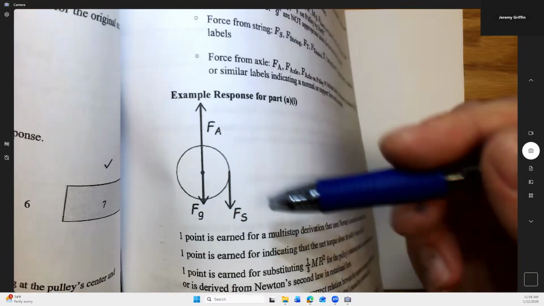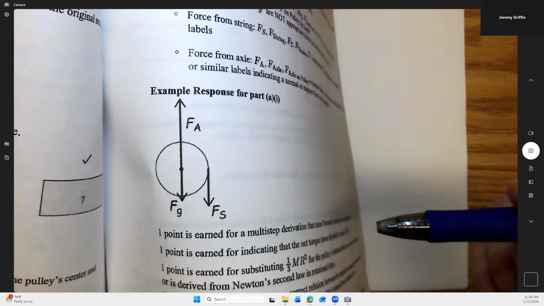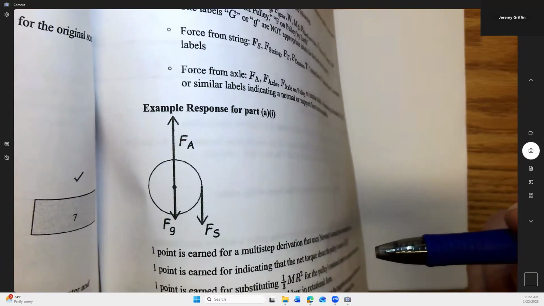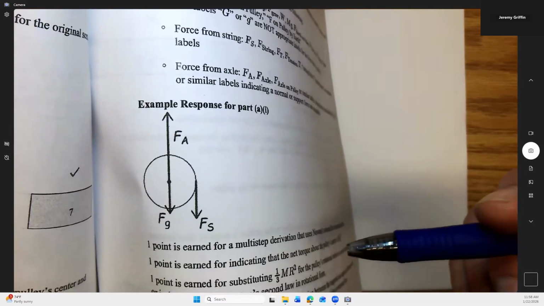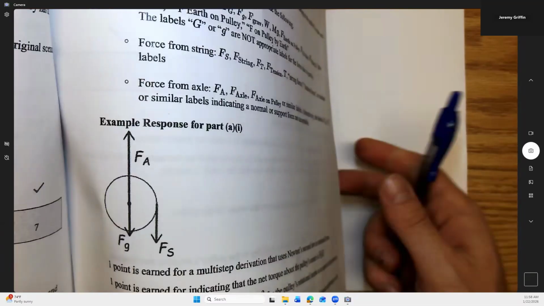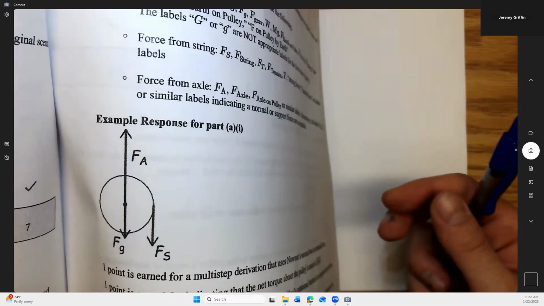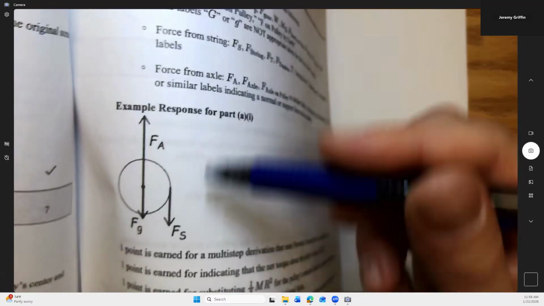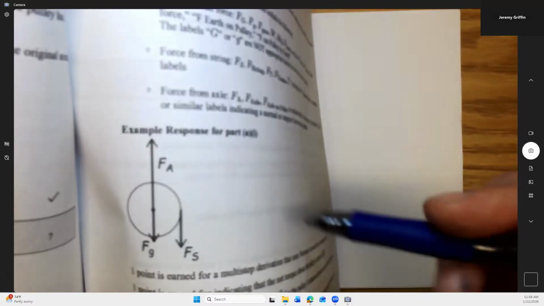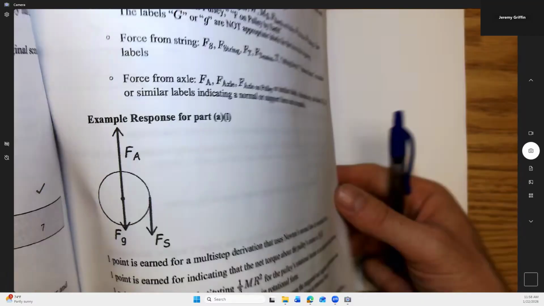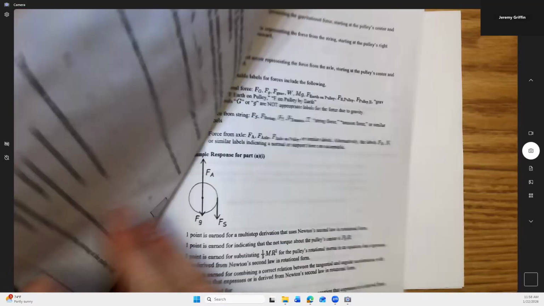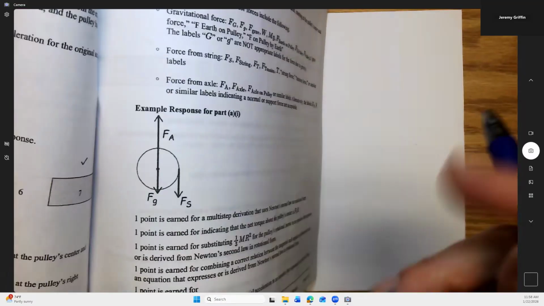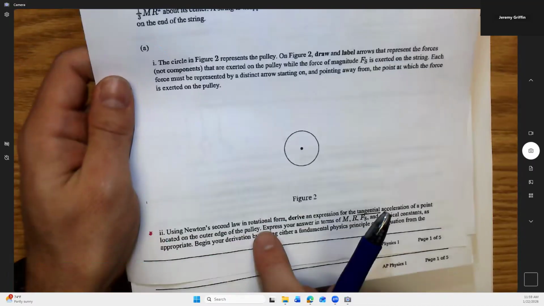Hey guys, what's the sum of those forces? Actually, it might be zero because this thing's not moving up or down, right? It's not translating up or down. The axle is fixed in place. But after that, can you come up with the angular acceleration? And how about this? They say use Newton's second law in rotational form.